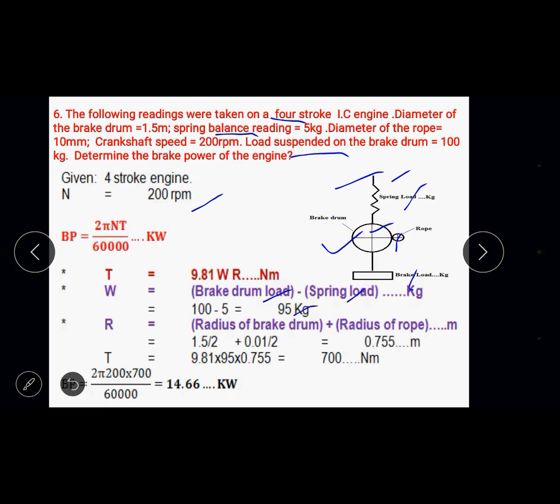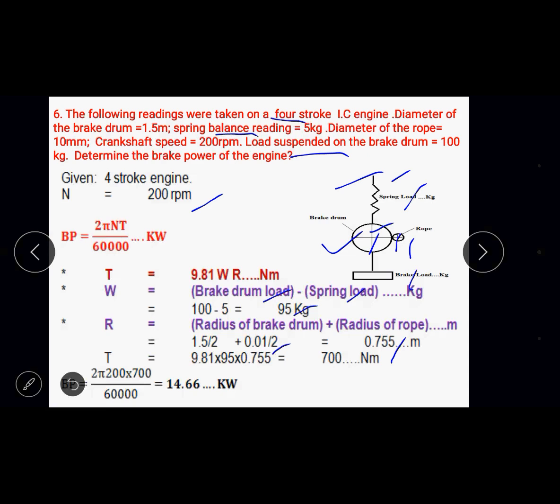Coming to capital R, it is the effective radius of the brake drum. You have to add the radius of the brake drum and the radius of the rope. Diameter of the brake drum is 1.5 meter; you just take half of that. Then the diameter of the rope is given in millimeters, 10 millimeter. 10 divided by 1000 will give you 0.01 meter, divided by 2. So add the radius of the brake drum and the radius of the rope, and you will get 0.755 meter. This is the effective value of R, the effective radial distance, the effective radius of the brake drum. So it is 0.755 meters.